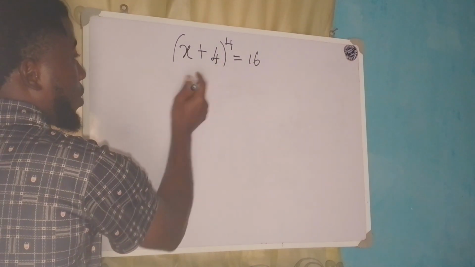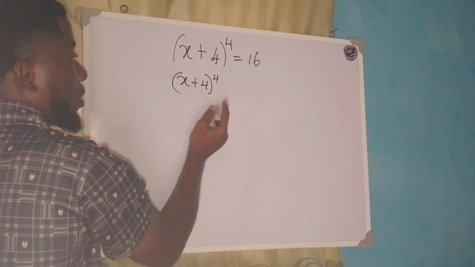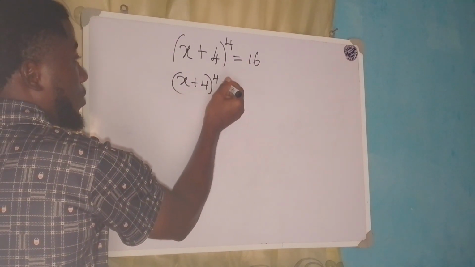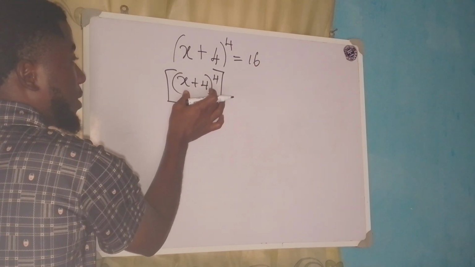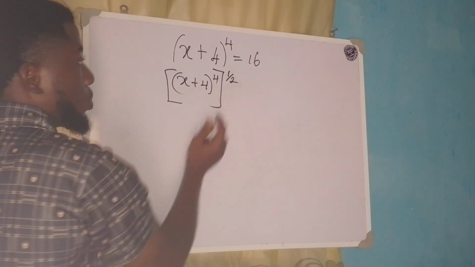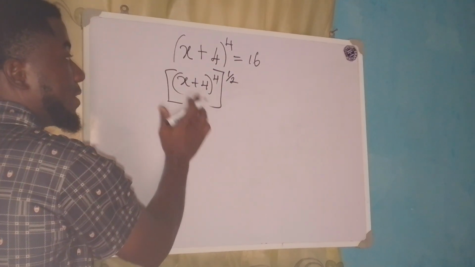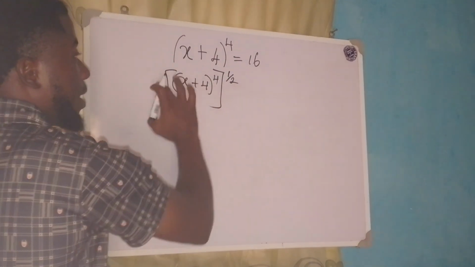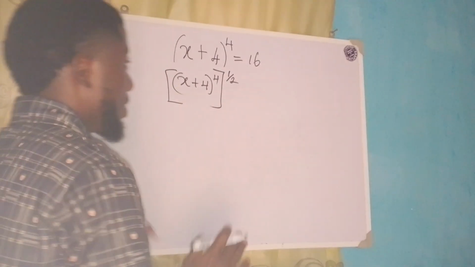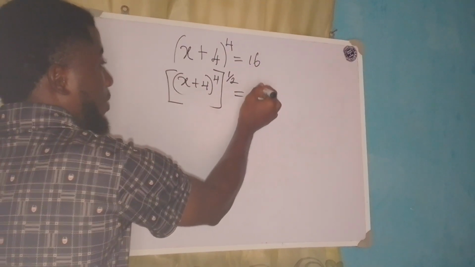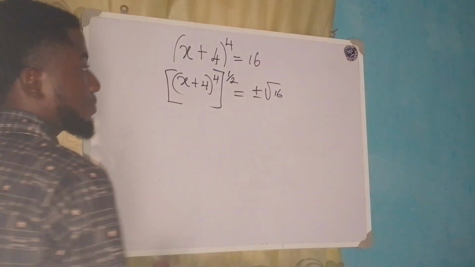So if I take the square root, then I have (x + 4)^4. You know, when you're taking a square root, it is the same thing as the term being raised to 1 over 2. So the square root of (x + 4)^4 is (x + 4)^4, then everything to the power of half. I hope that is understood. Now, on the right hand side, we will have plus or minus, then the square root of 16.